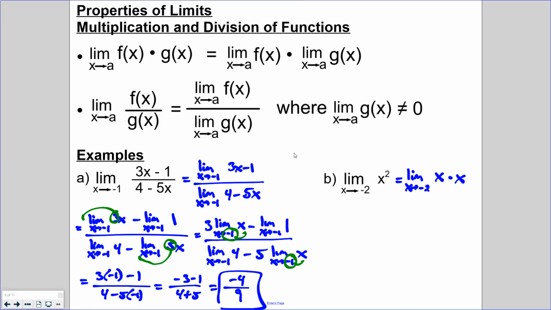Well, now that we have multiplication, we can break it apart into its two pieces to have the limit as x approaches -2 of x times the limit as x approaches -2 of x. And because it is just the limit of a variable, we can perform direct substitution on both, which is going to give us -2 times -2, or an answer of +4.